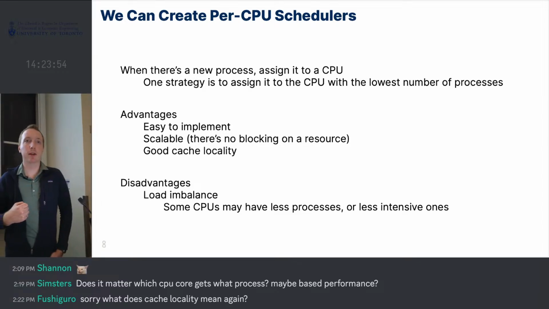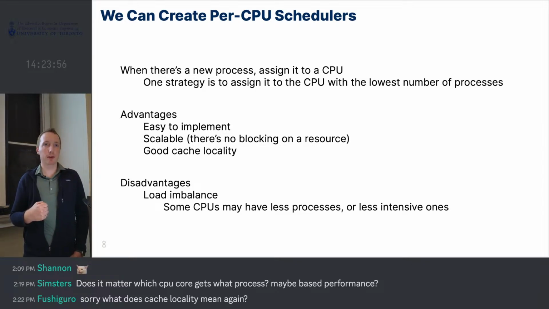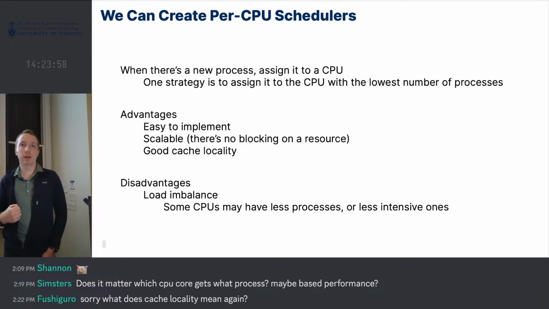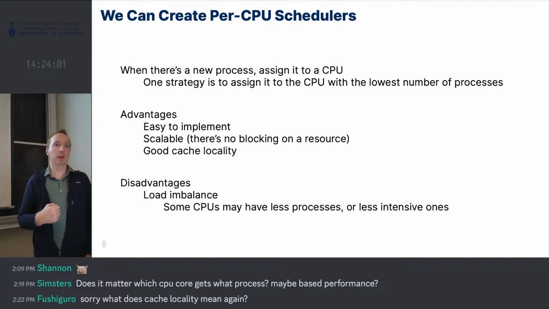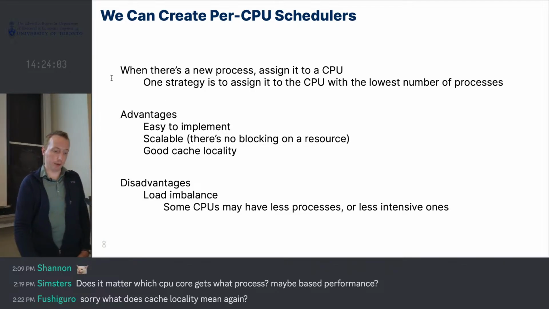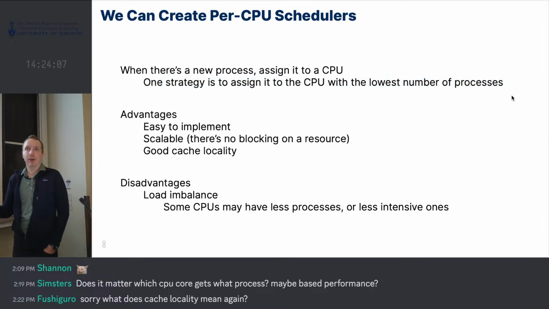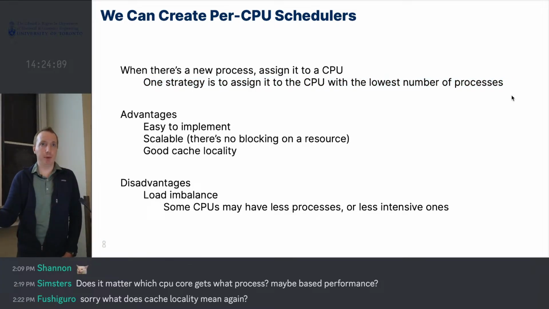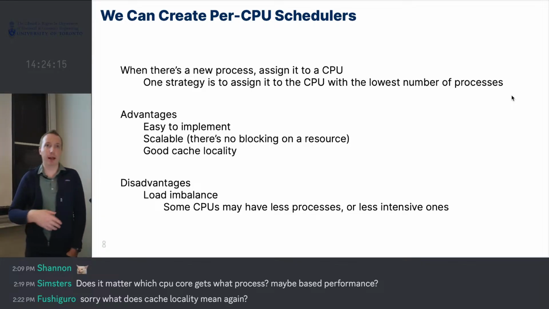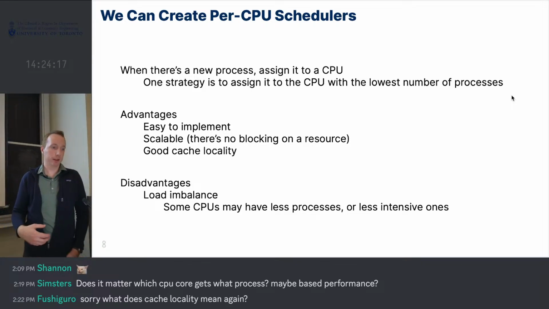Yep. How do the schedulers decide which process they get? Is there a bigger scheduler, or do they just pick from the line? Yeah, so in this case, initially when you start a process, it would just get assigned to a CPU core that has the least number of processes whenever it started. So that would be a global decision, but after that, it's just on a CPU core.